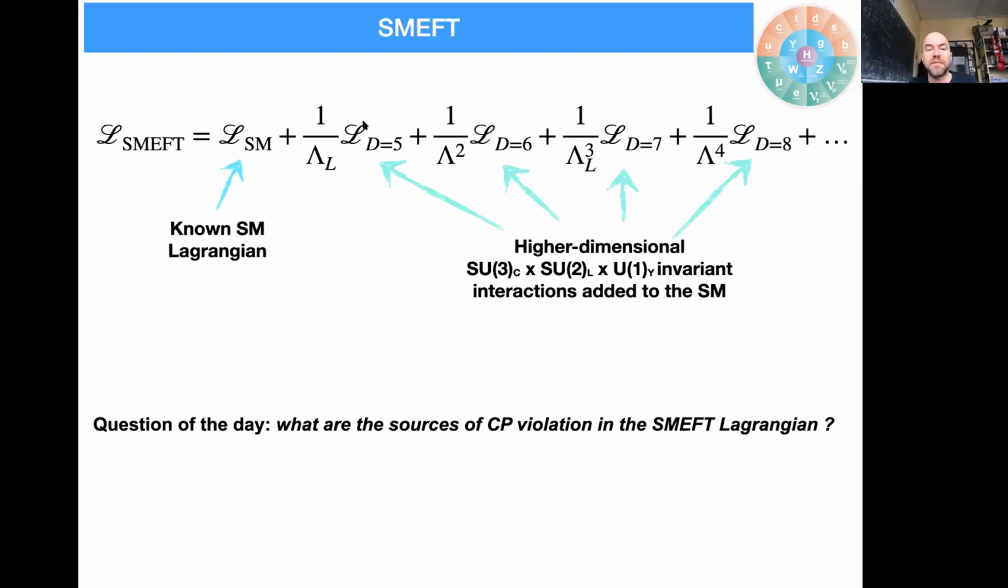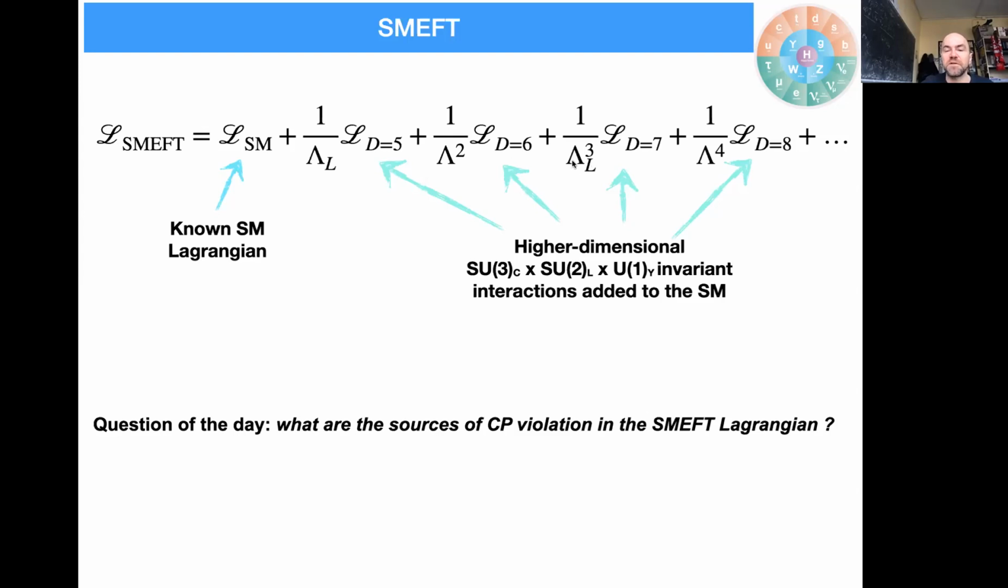And then, as I was explaining last time, we actually want, for reasons that have nothing to do with physics, but more with our comfort, that there are actually two expansion scales in this Lagrangian, one governing the odd dimension operators that violate lepton number, and the other governing the even dimension operators that don't have to violate lepton number. So the question of the day is, what are the sources of CP violation in the SMEFT Lagrangian?